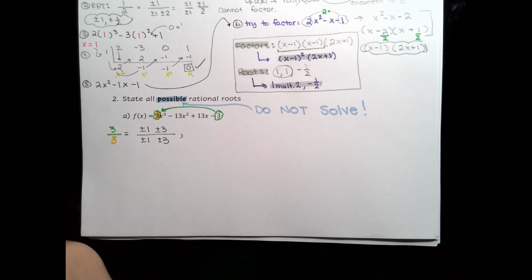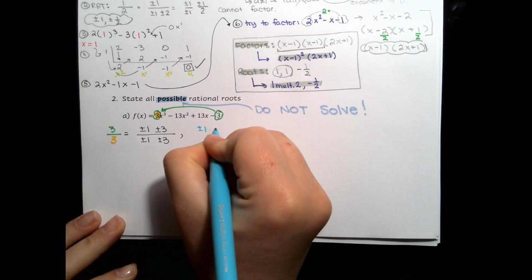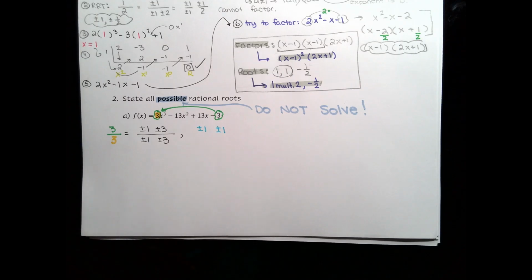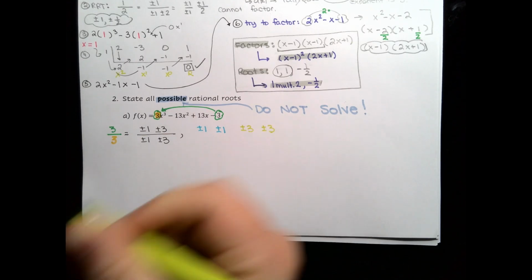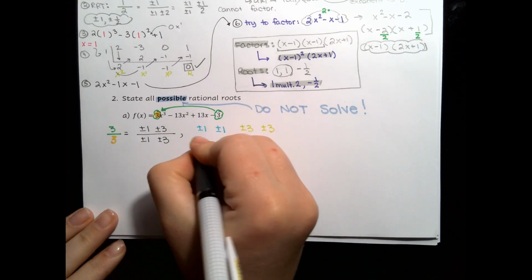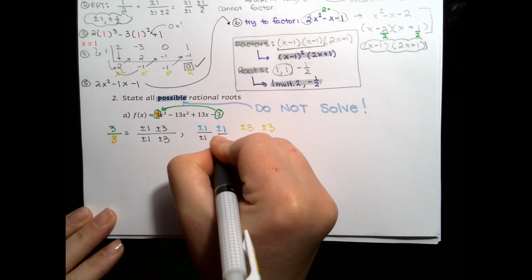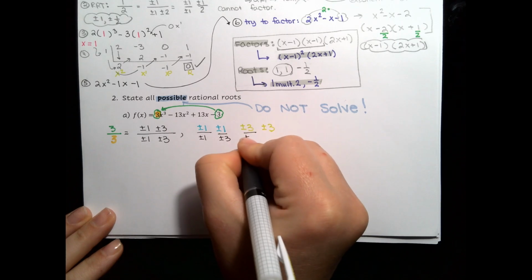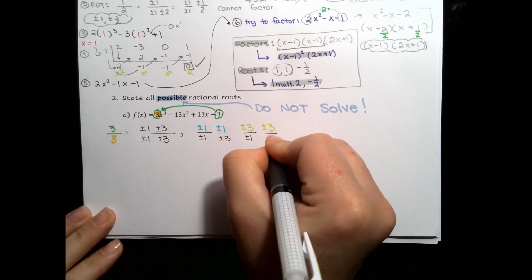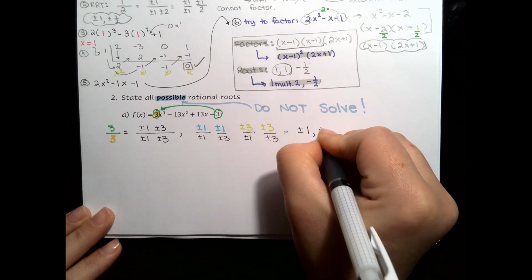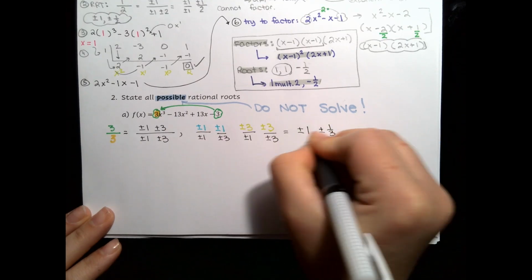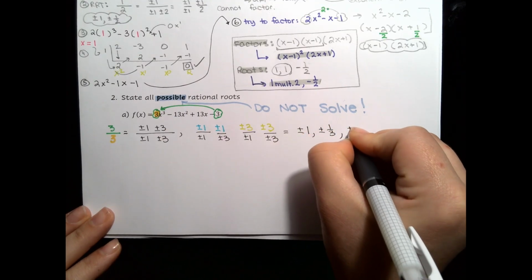And again, every single numerator gets a denominator. So 1, I'm going to write twice. 3, I'm going to write twice. And then I'm going to go back and give 1 a denominator of 1 and a denominator of 3. And then give 3 a denominator of 1 and a denominator of 3. Okay, simplify this for your fractions. Always write a plus or minus.